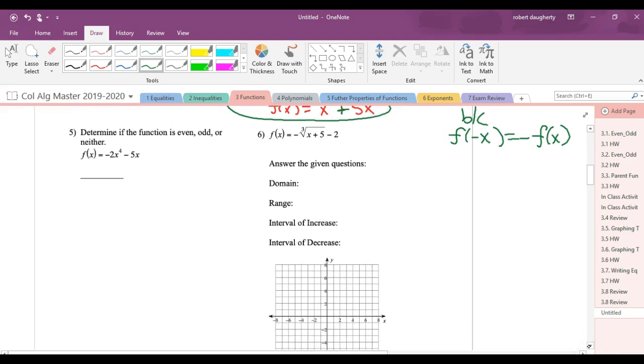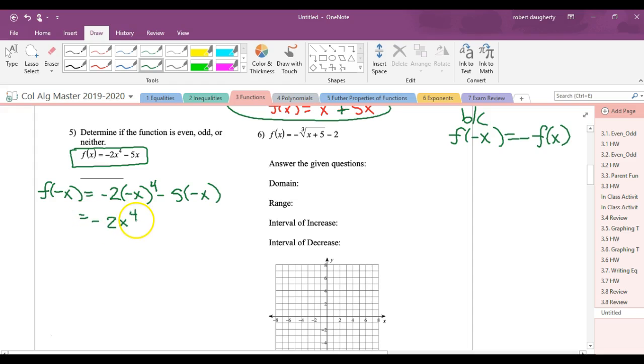Is this function even, odd, or neither? So here is f of x. Let's substitute: f of minus x is minus 2 times minus x to the fourth minus 5 times minus x. So this gives me minus 2x to the fourth plus 5x. So I look and see f of x and f of minus x do not match.